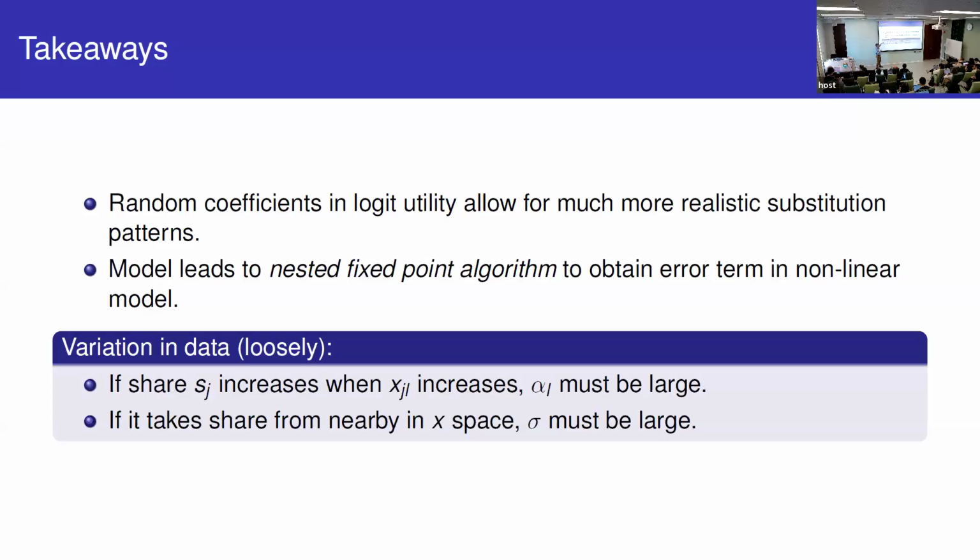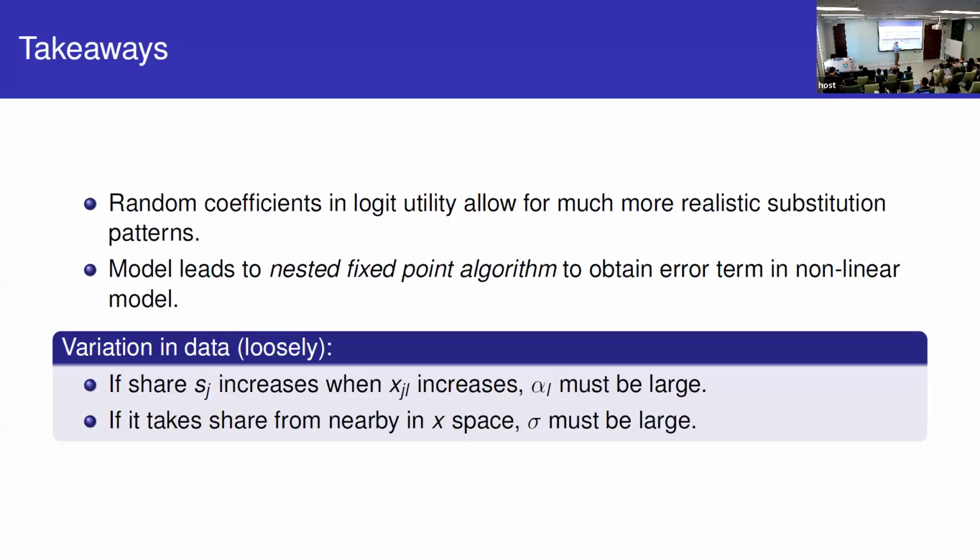Just loosely, what we sometimes call identification: what is the variation in the data that tells me about my parameters? I think the intuition I want you to have in mind is this: when we see X_j go up, one of the X's go up, and market shares go up, that tells us that the alpha, the mean coefficients, must be big. That's standard logit-type intuition.